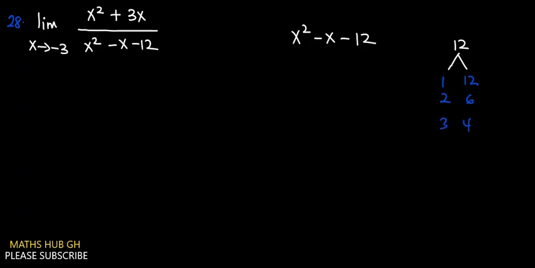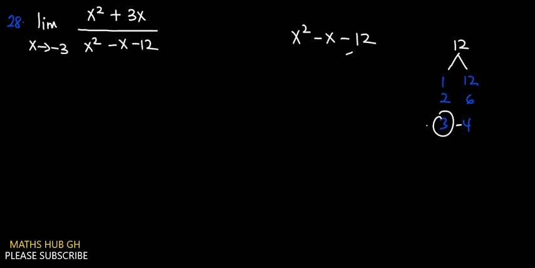You see that if you multiply any of these two numbers on each row, we are going to get 12. But you have to select the one that you can add to get this minus 1 that we have here. To do this, I'm going to negate the 4, because if I add this 3 to minus 4, we are going to have minus 1, which is the coefficient of x here. And then multiplying 3 by minus 4 will give us minus 12.